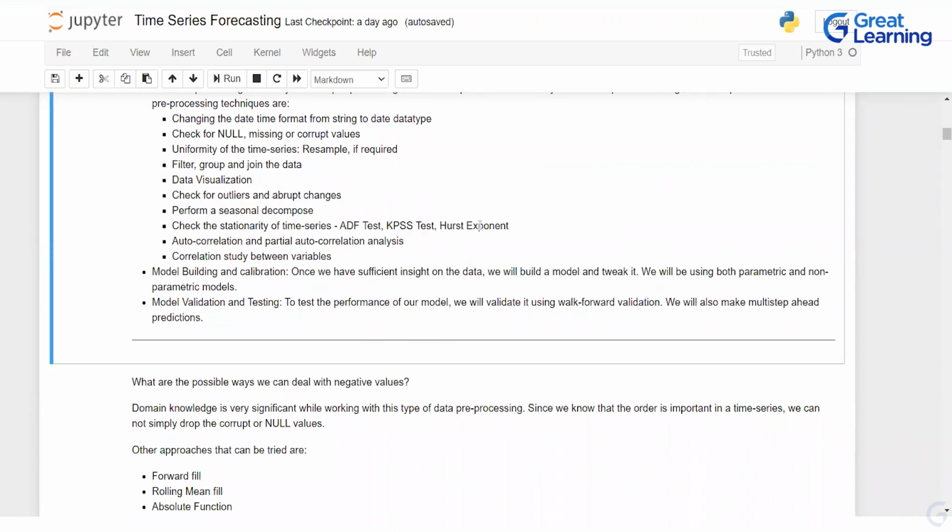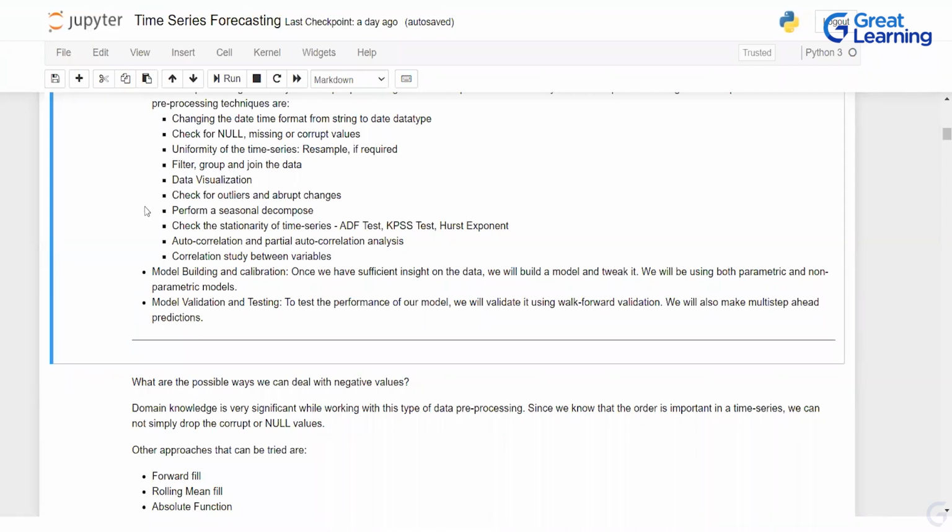There's one more test. I'm not going to perform it, but good to know, read about it: the Hurst exponent test. This is also to check stationarity. Sometimes it comes as an interview question. Autocorrelation and partial autocorrelation, which is ACF and PACF, we will see the plots for that. It is important for all your ARIMA models or their variants. Correlation study between the variables to see how much they are correlated. Then we will do model building and calibration, model validation and testing.